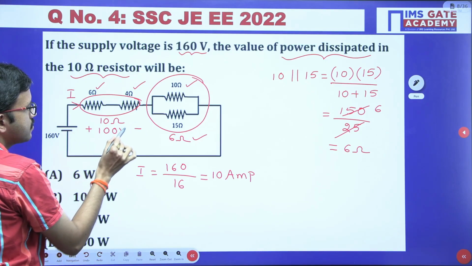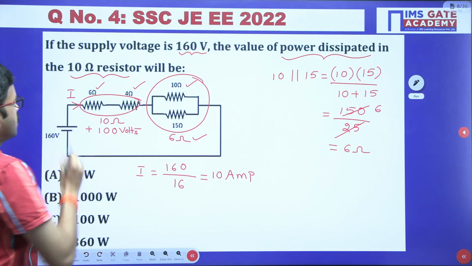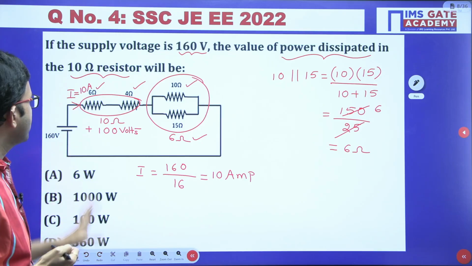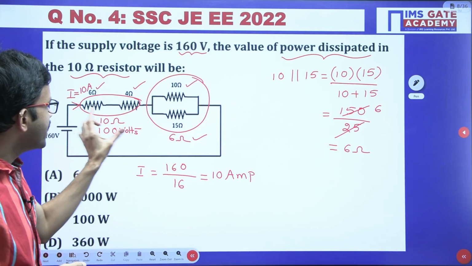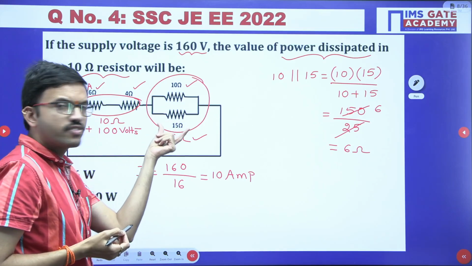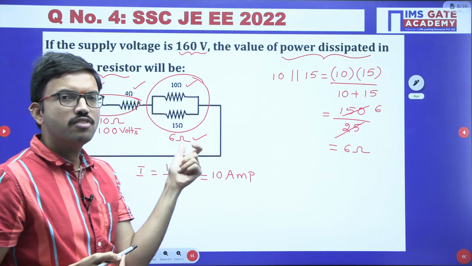100 volts. Okay. So here just now we got 10 ampere, I am substituting here. Now we are calculating the voltage across 10 ohm and the voltage across 15 ohm. Both are the same because these two resistors are connected in parallel. In parallel, voltage will be the same.